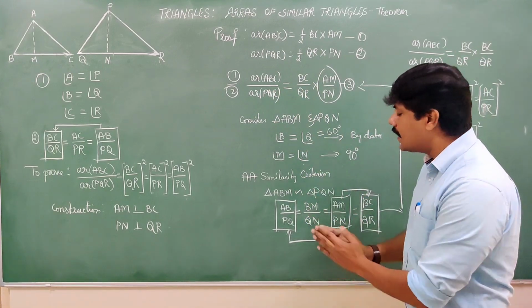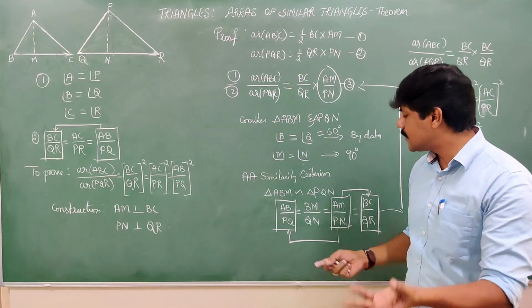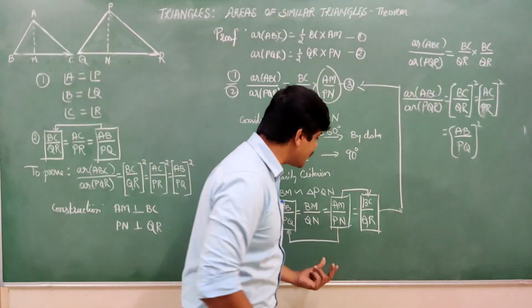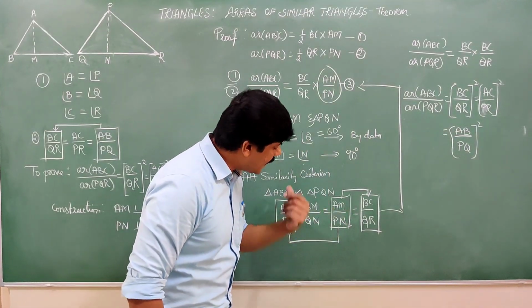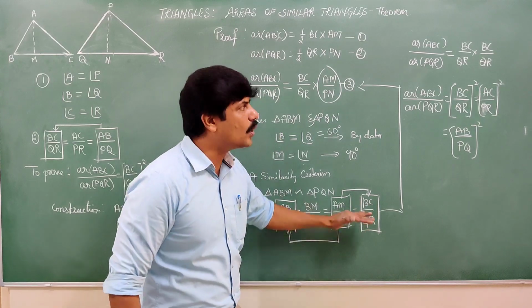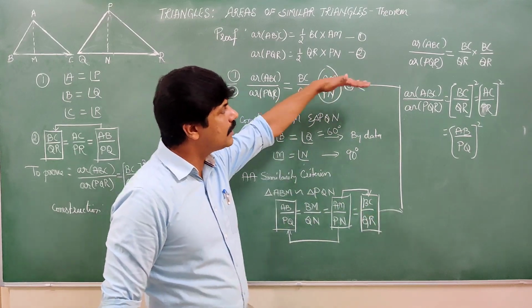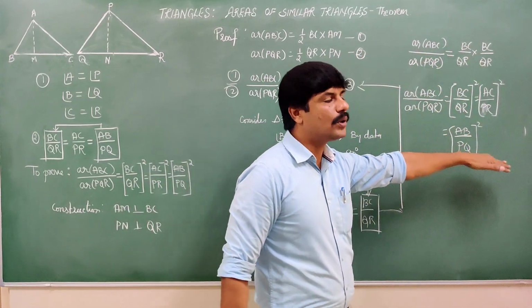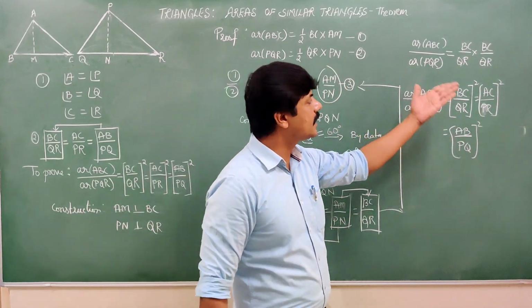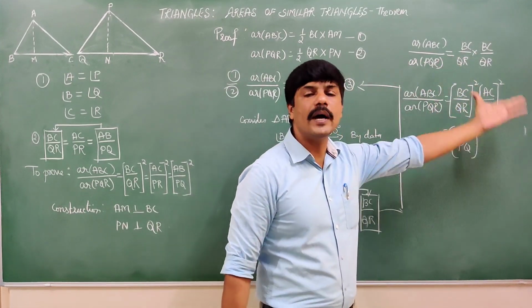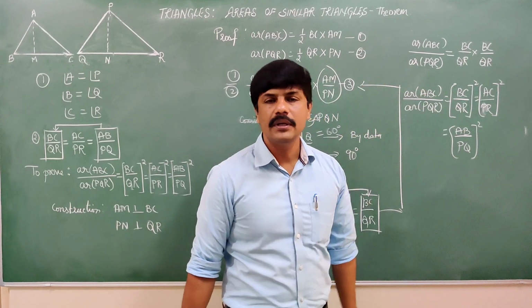Once they are similar, their corresponding sides are in the same ratio. Once you prove that, then you come to know AM by PN is equal to BC by QR. Go for direct substitution. You will get BC by QR into BC by QR, which is nothing but BC by QR whole square. Thus, we have proved everything.